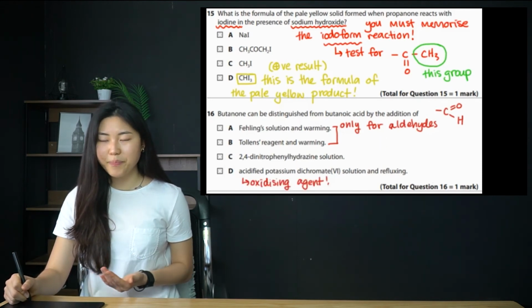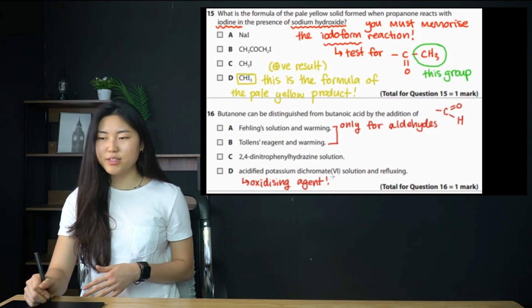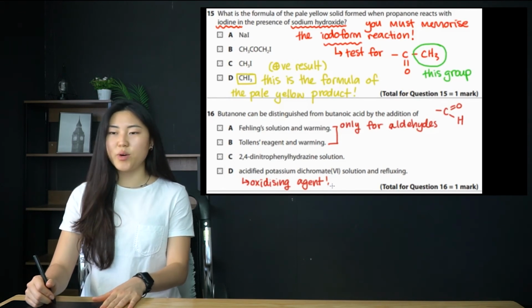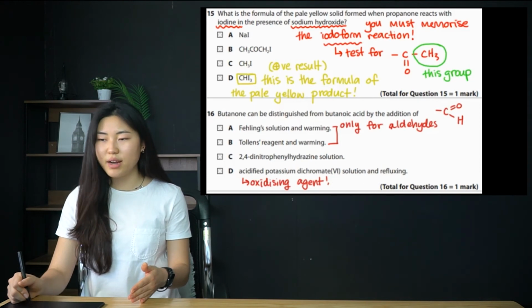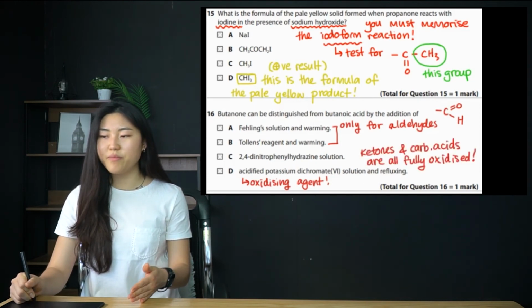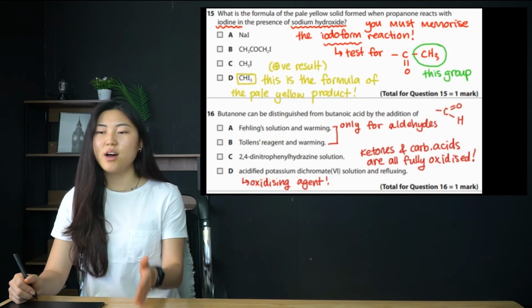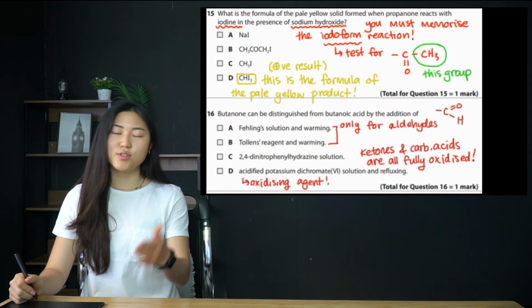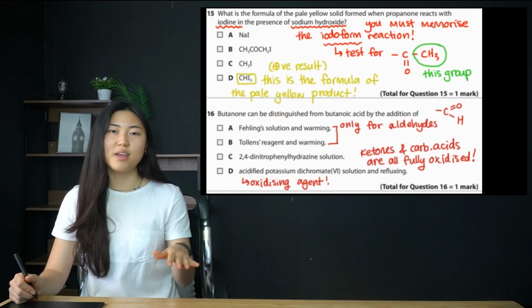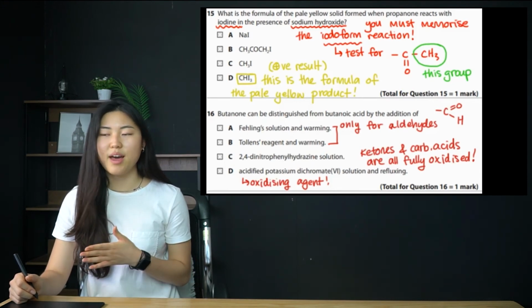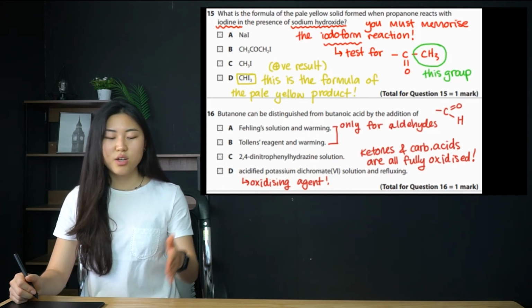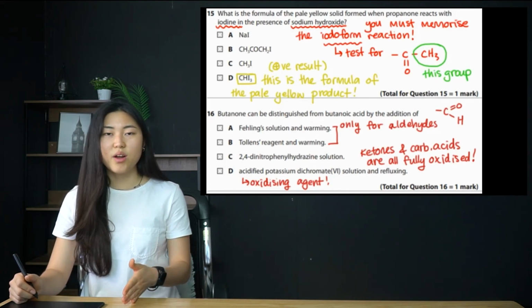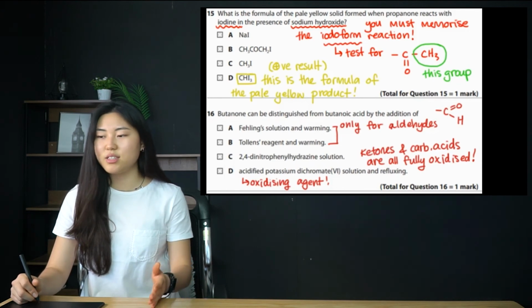And if you look at D, acidified potassium dichromate solution and refluxing. So this is an oxidizing agent, right? And what do we know about ketones and carboxylic acids? They are fully oxidized already. So they're not going to further oxidize, meaning that the color of potassium dichromate, which is orange, is just going to remain orange for both butanone and butanoic acid, okay? You're not going to see that color change from orange to green when oxidation occurs, so you cannot distinguish it.